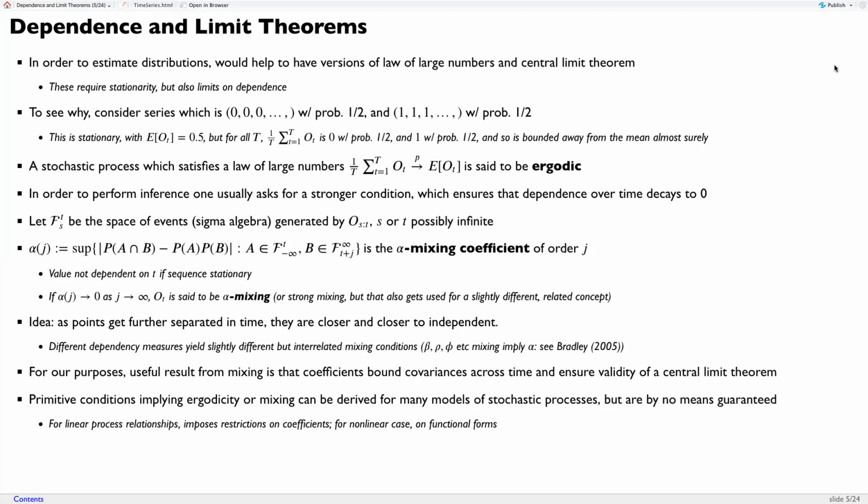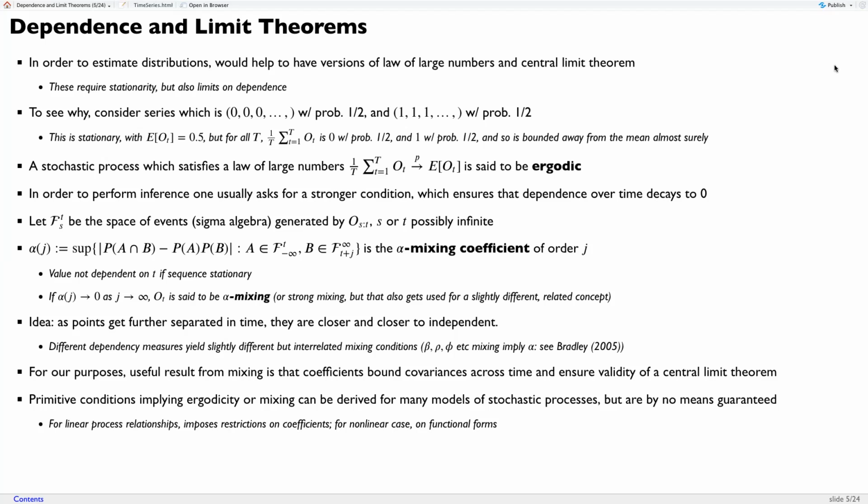But rather than going through those in detail, I'll say that if we want to not just have consistency but also perform inference, we might want a central limit theorem or something like it, which will require even stronger conditions than this. So let's talk mostly about the stronger conditions. And these conditions basically ensure that dependence, so measures of correlation, covariance, or other measures of statistical relationship across time, decay to 0 as the temporal distance between observations goes to infinity. So formally, I'm sorry to do this, but I'm going to introduce a sigma algebra.